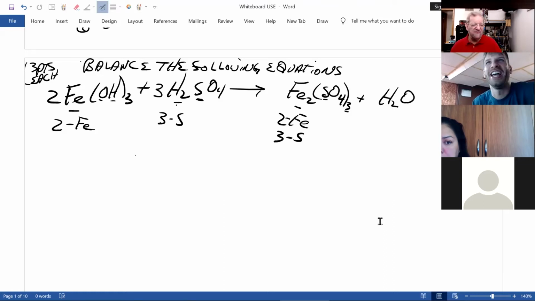I'll do hydrogen first. I could have done oxygen. How many hydrogen on this side? 2 times 1 times 3. In this molecule right here, there's 6 hydrogen. Now, if I go to this one, 3 times 2, ooh, same thing. 6 hydrogen. Let me get my calculator out. Not.